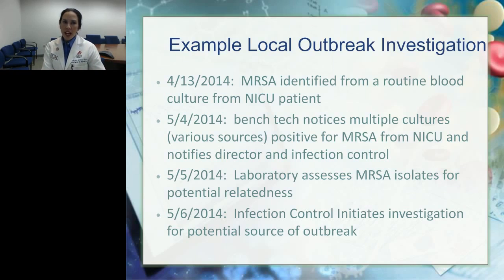So after that, in the laboratory, we went ahead and did an assessment of potential relatedness. And by that I mean you can have just a random increase in numbers that are true and unrelated. So we may have an increase in MRSA infections, but it may have nothing to do with each other. So we went ahead and did that assessment, and indeed we did have a clonal strain that was causing these infections. And so at that point in time, infection control initiates a formal investigation to look for the source and to implement the bundles and practices that we need to actually stop the outbreak.